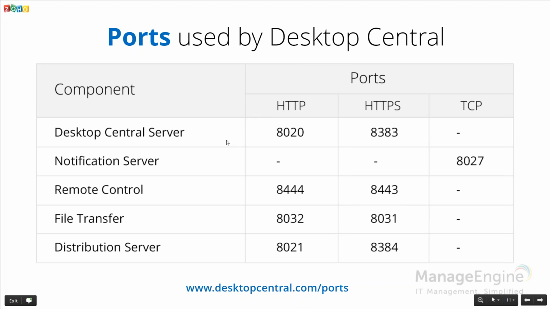So for Desktop Central Server, we'll be having the port 8020. Notification server will be running on 8027, which is a TCP port. Remote control specifically will be running on 8443. And if you're going to use file transfer, it will be using 8031. And the distribution server will be running on 8021. To know more on the ports, you can just go to desktopcentral.com/ports for more details.